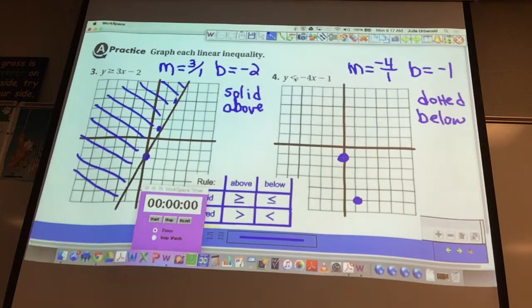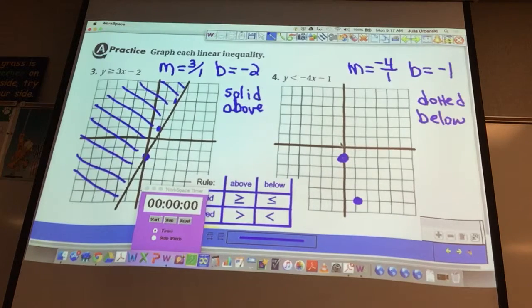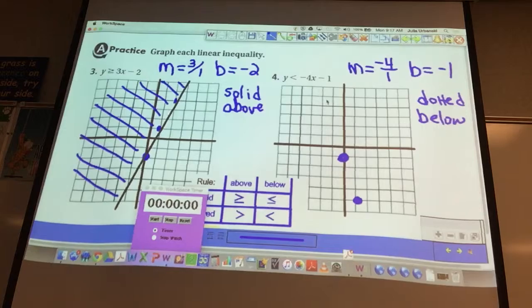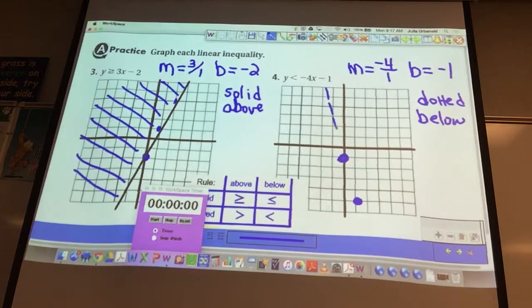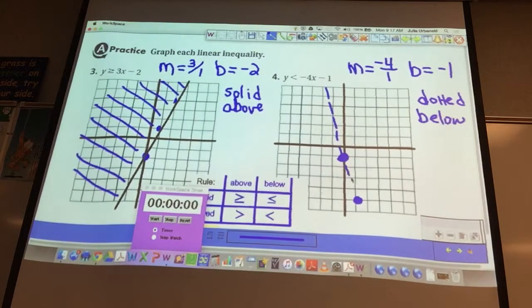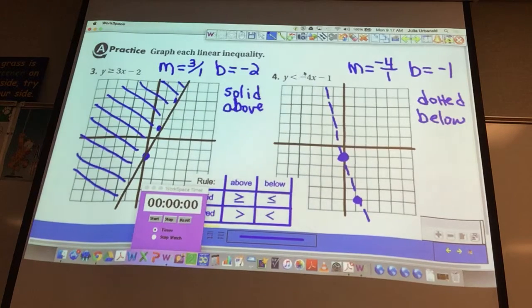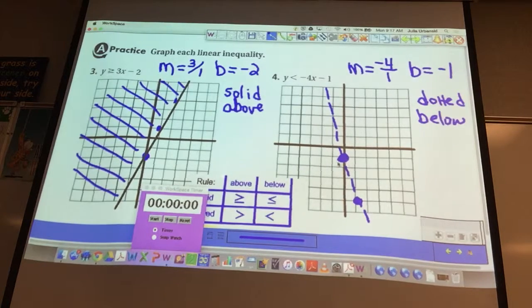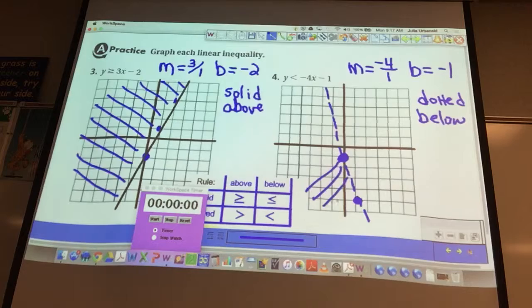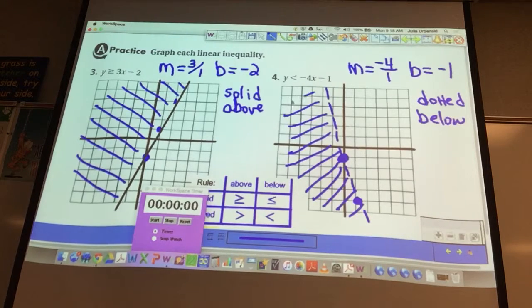All right, look right here. Am I going to make this a solid line or a dotted line? Solid. Look at it right here. It says less than. Dotted. All right, then it says shade less than. Go to your y-intercept and think about everything that's less than or everything that's below. It's down this way. And this is what yours should look like. Less than means you shade below.